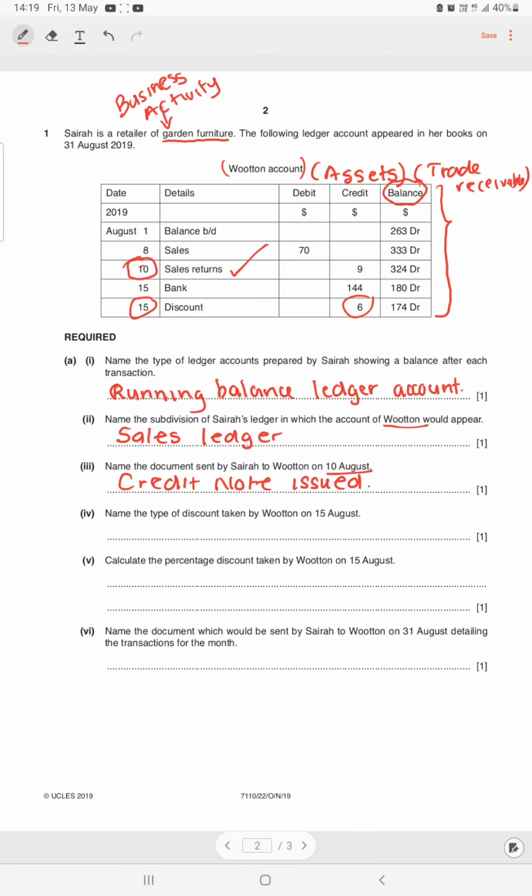There are two types of cash discounts: discounts allowed and discounts received. If it's business and customer, it's a discount allowed. If it's business and supplier, it's a discount received. Bhutan is a customer to Sarah, therefore this is a discount allowed.